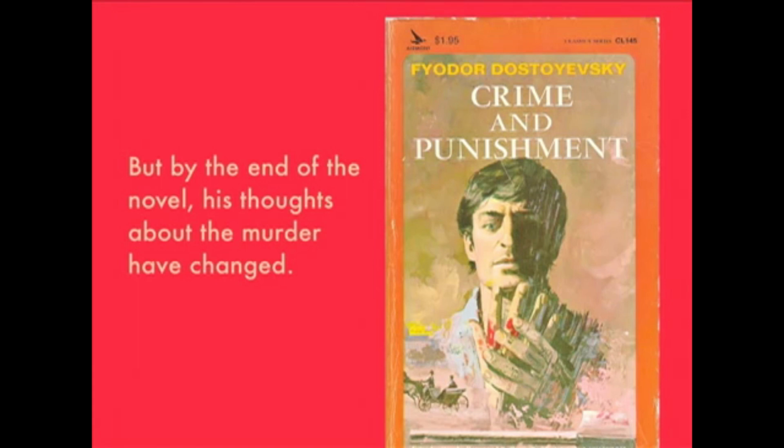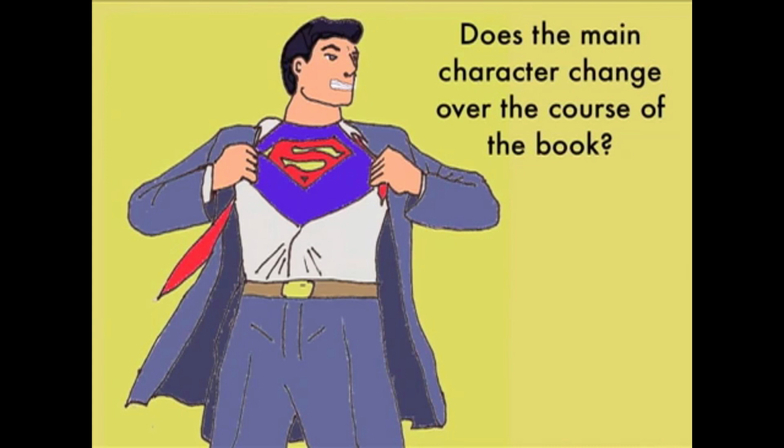But in either case, if the main character changes over the course of the book in a good way, then a theme could be that readers should do whatever he did. So if a character is heroic in some way, the theme could be that those qualities are admirable and that we should be that way in our own lives. If a main character changes in a bad way, then the theme might be to avoid making that character's choices.